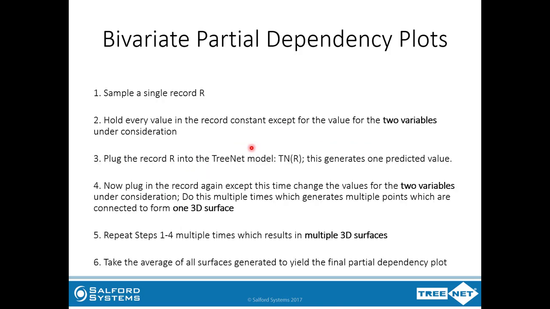Okay, so we just showed you the partial dependency plot for one variable. You can generate them actually for 2 variables as well. And so here the procedure is exactly the same, except now we're doing this for 2 variables, and we're going to vary both of the variables over their entire domain. And that will give you a surface. And then you'll repeat the process and you'll yield multiple surfaces.